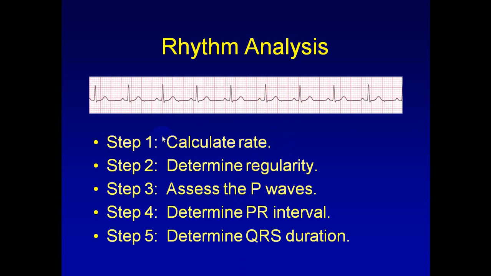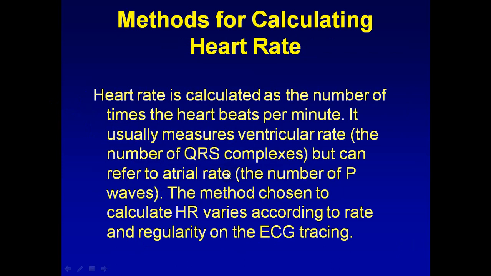So we will discuss how to find these in the strip, either a normal or abnormal ECG record. First, calculate the rate, determine whether it is irregular or not, assess the P wave, and determine the PR interval and QRS complex. We will start with the rate.